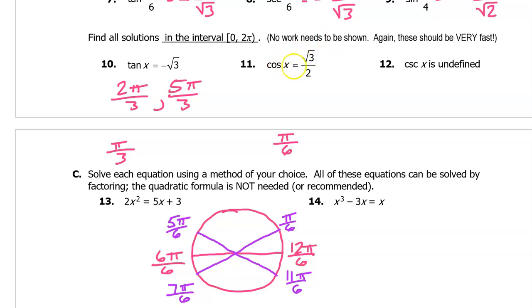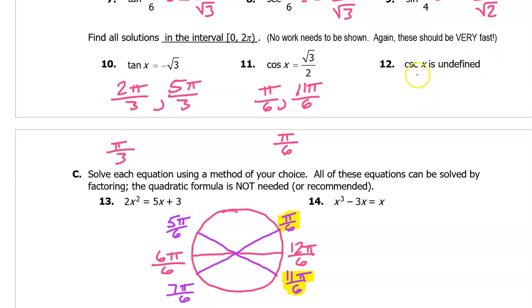But here we have a cosine that is positive. So what are the 2 quadrants where cosine is positive? Cosine is an x value on the unit circle, and x values are positive in the first quadrant and the fourth quadrant over here to the right. That's why the solutions will be pi over 6 and 11 pi over 6.